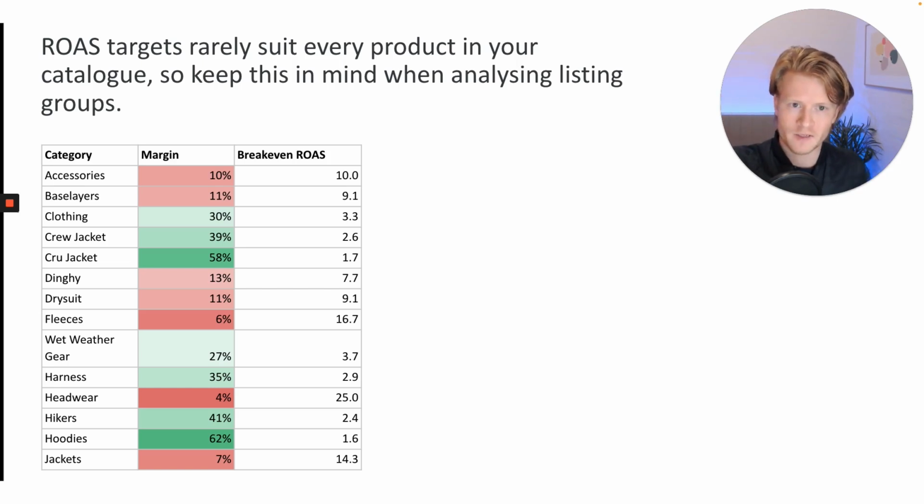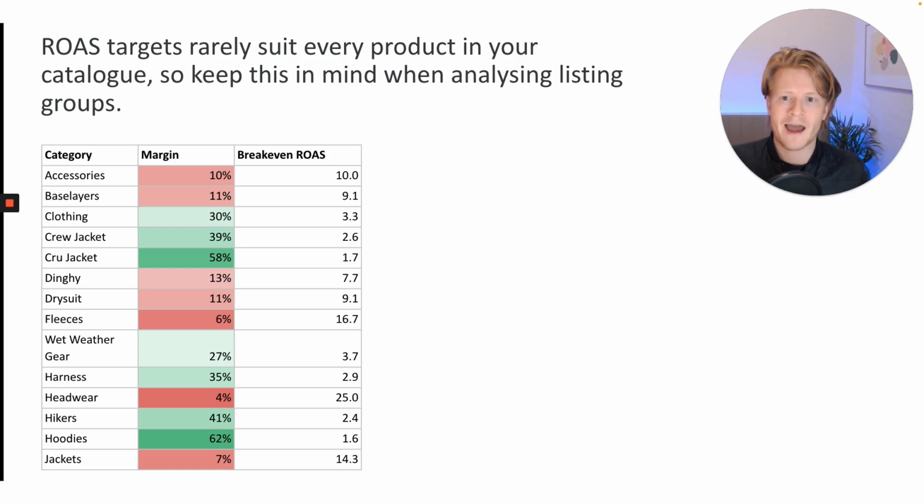ROAS targets rarely suit every product in your catalog, right? If we're thinking about a break-even return on ad spend, it really comes down to the margins. And margins will be different per product, as you know. In this example that I've drawn up, we've got something like hoodies down the bottom with a 62% margin. A margin of 62% means that we only need a return on ad spend of 1.6 to actually make money. Above that point is where we're going to make money.